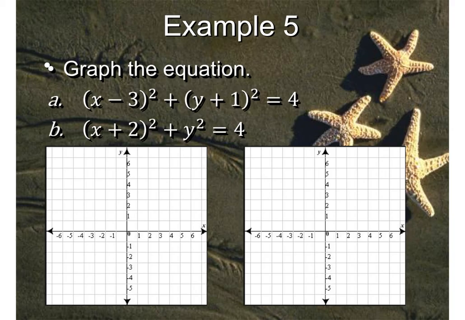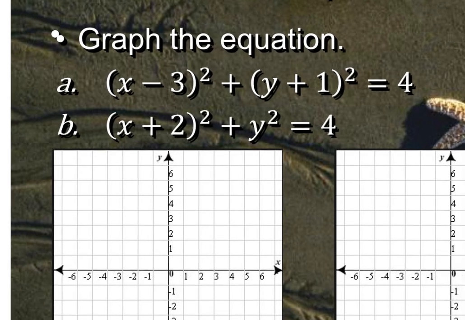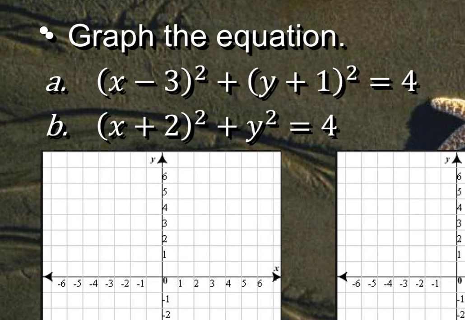Now we're given the equation, we have to graph it, okay? So if our equation is x minus 3 squared plus y plus 1 squared equals 4, how do I graph that? Xavier? You put the center at the point negative 3, 1. No, try it again. Oh, it's positive 3, negative 1. It is positive 3, negative 1, because my h value is 3. My k value should be negative 1.